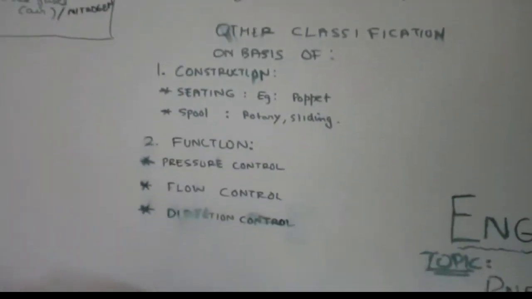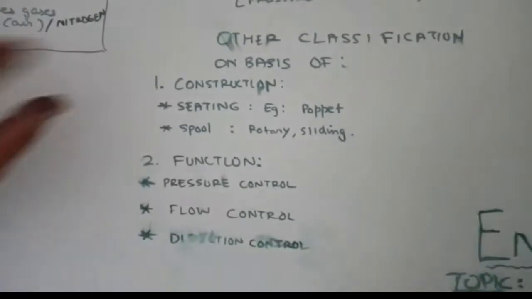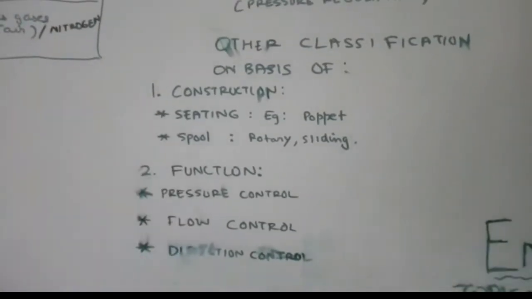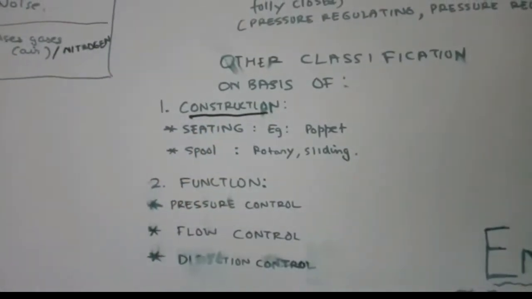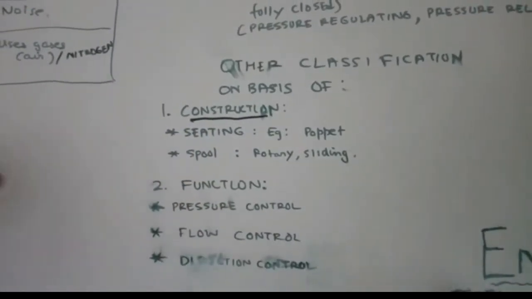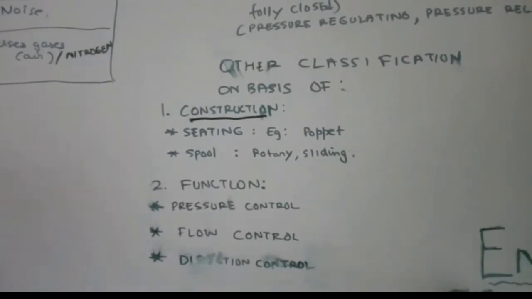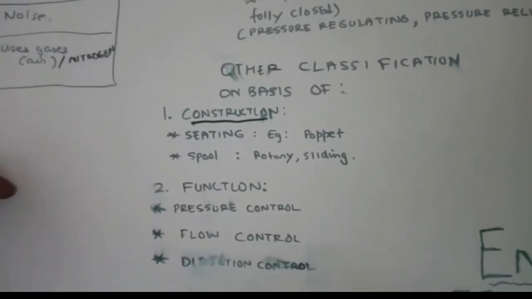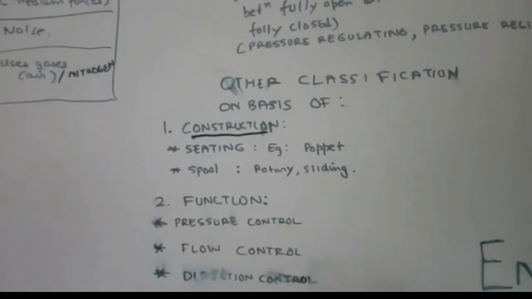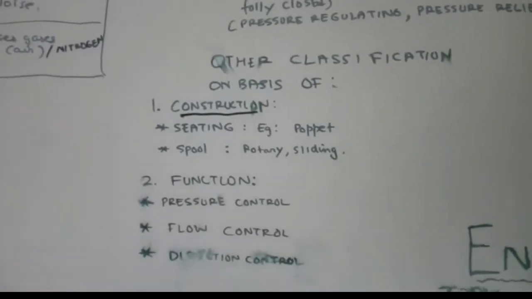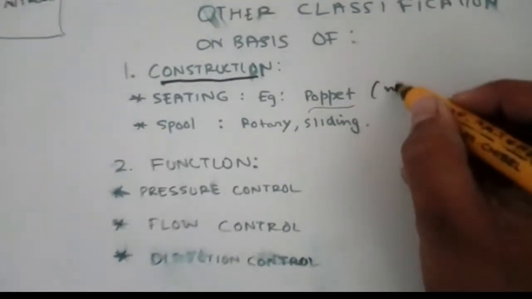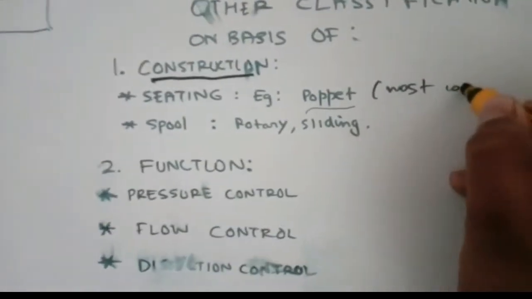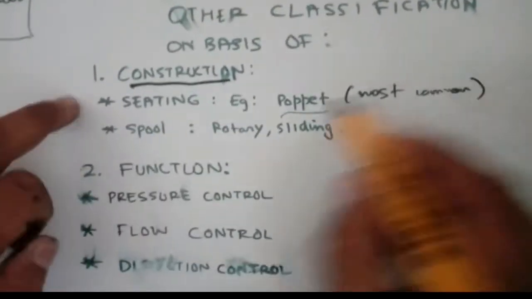So let's come to the other classification. That's in brief the classification on the basis of construction and on the basis of function. In construction, there are two types. Sitting valve, or poppet valve: a valve which sits on the seat and opens when a specific pressure is there. The poppet valve is the most common and universally used among the sitting valves.